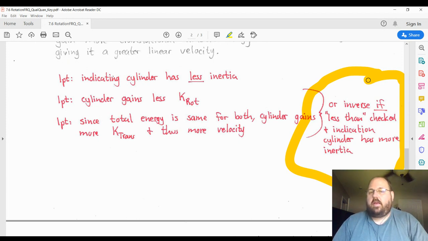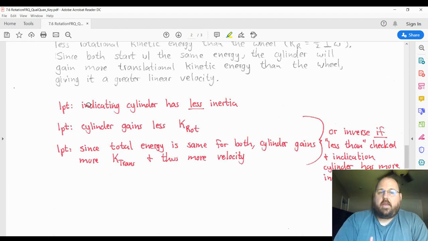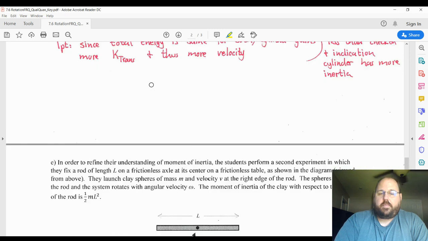So if you couldn't connect that dot, you can still get the last 2 points if you got them reversed. So you wouldn't get the first point if you said that the cylinder has more inertia, but you could say that the cylinder would have more rotational kinetic energy and thus less translational kinetic energy and get 2 out of the 3 points. So that first point is for recognizing how the shape is going to affect this thing rolling down the ramp.